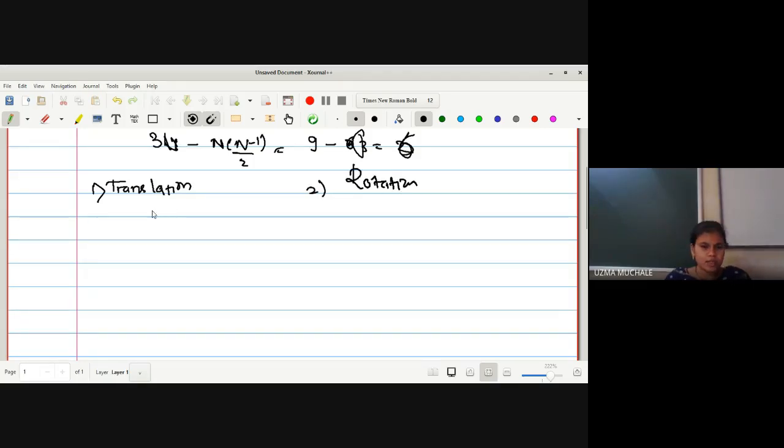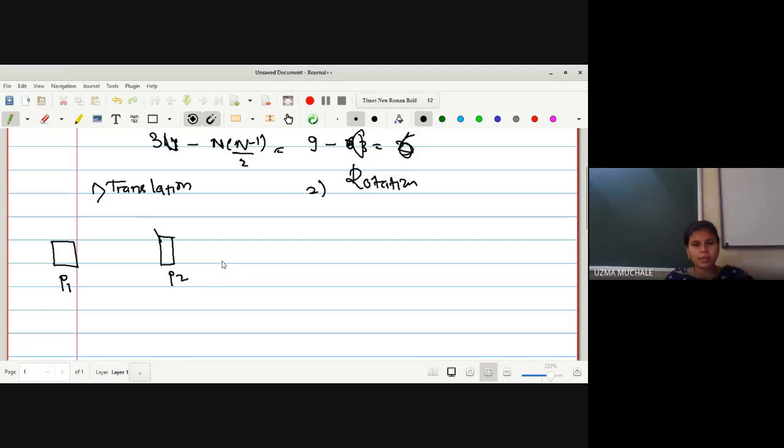So for translation, what do you mean by translation? It means the position of a particle is, say, P1. From P1 we are going to displace the particle to some other position, say P2. So this is what a translation motion is, right? What do you mean by translation? Can you tell me the bookish definition?